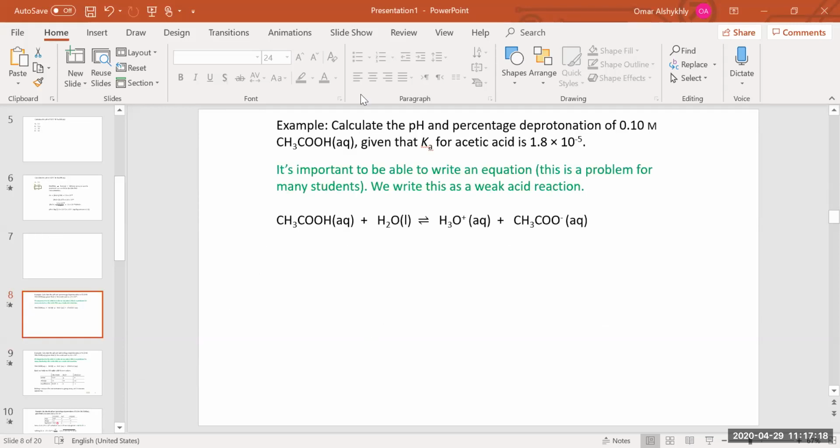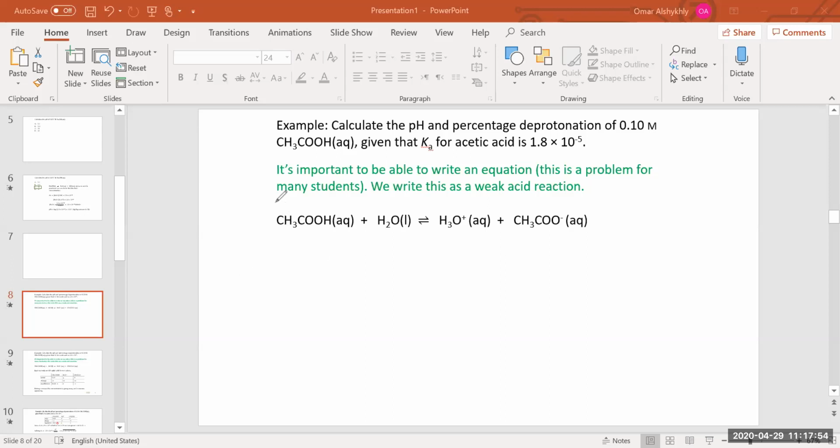Okay, now let's go with this example. Calculate the pH and percentage deprotonation of 0.1 molar CH3COOH, given the Ka for acetic acid is 1.8 times 10 to the negative 5. It's important to be able to write an equation for the reaction. Sometimes it's confusing for us. So look here. This is the acid.